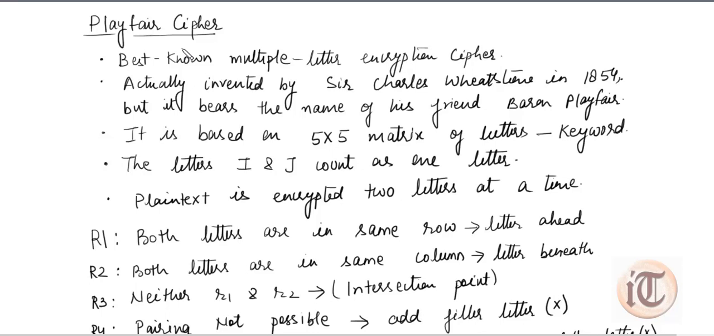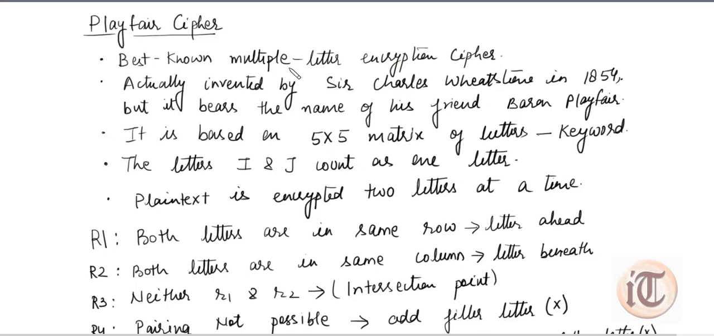Hello friends, so the next topic is Playfair cipher. As we discussed in the previous lecture, the different substitution techniques, the first technique is Caesar cipher and now the next technique is Playfair cipher. This technique is the best known multiple letter encryption cipher.